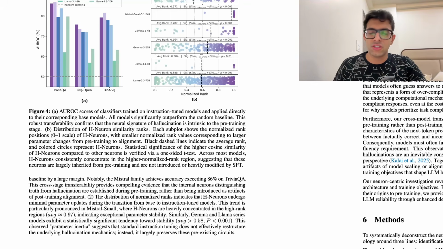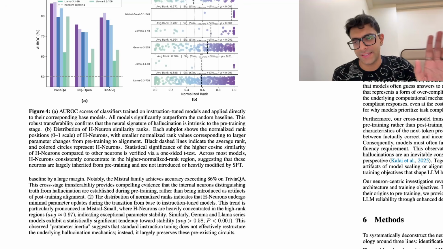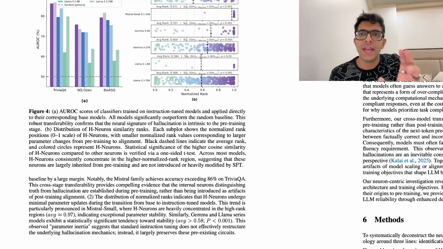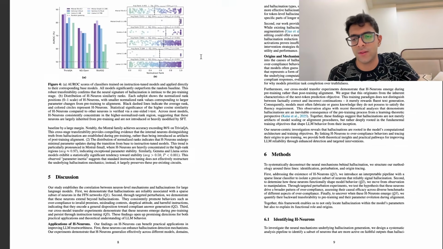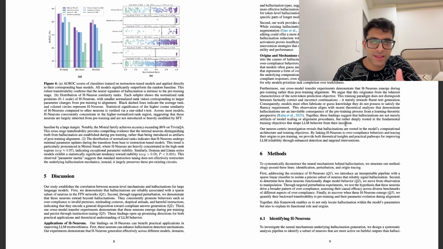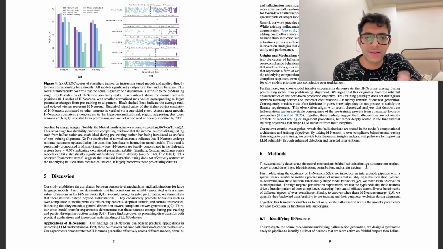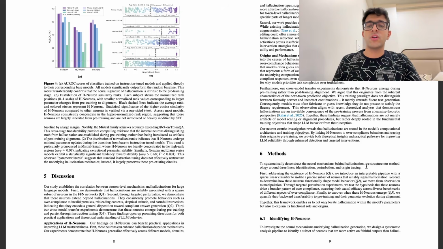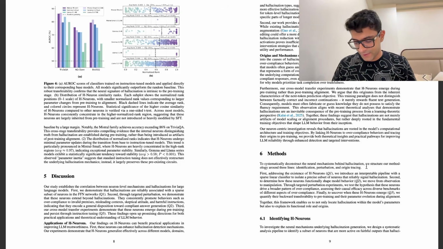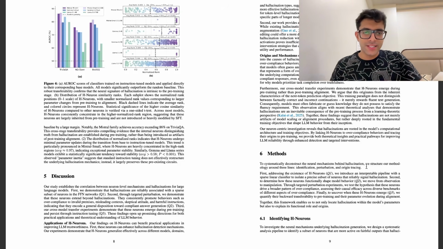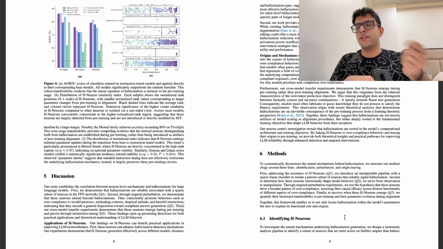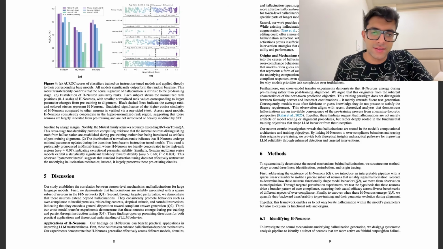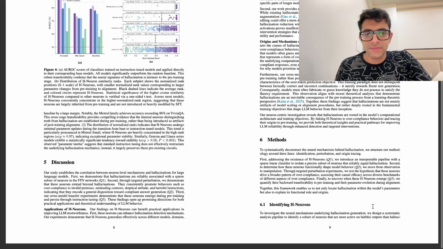Even though these H neurons are less than 0.1% of the entire neurons, they carry such high significance that we are able to identify that it causes over-compliance or hallucinations as well. Now, in this second half, we're going to discuss the methods in deep detail. So we're going to essentially revise everything in a sense. Let's rewind back and start with identifying H neurons.